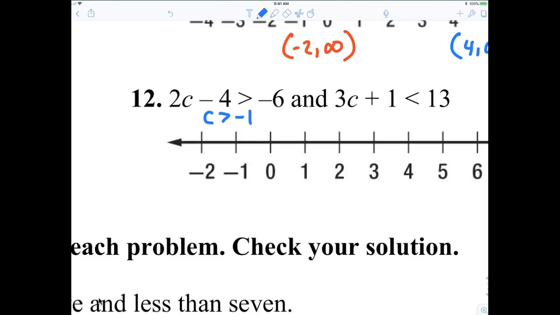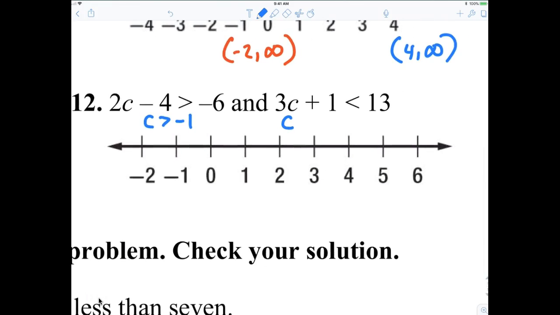Greater than -1. Double check yourself. Add 4, divide by 2. C is greater than -1. Any objections to that? All right. Over here now, C is what? Less than 4. Less than 4.